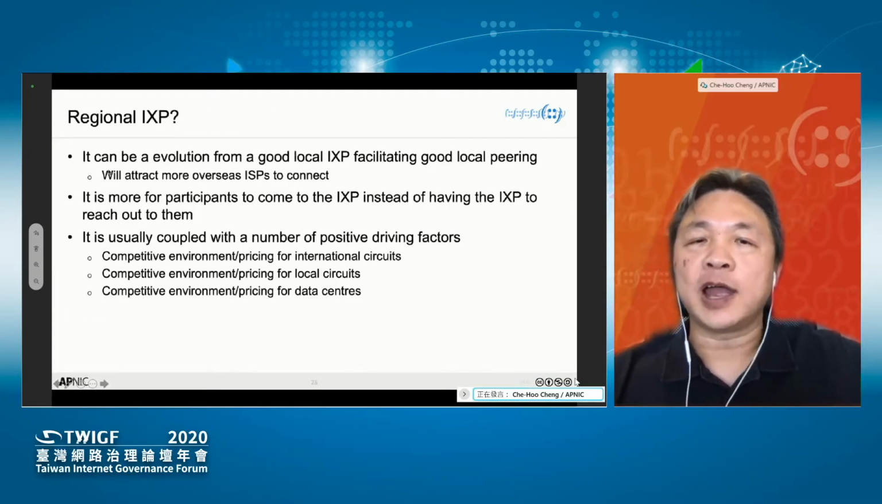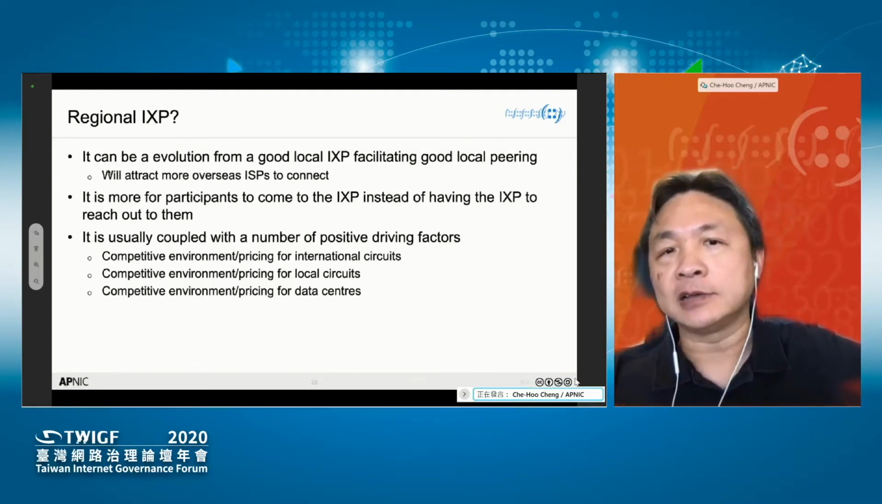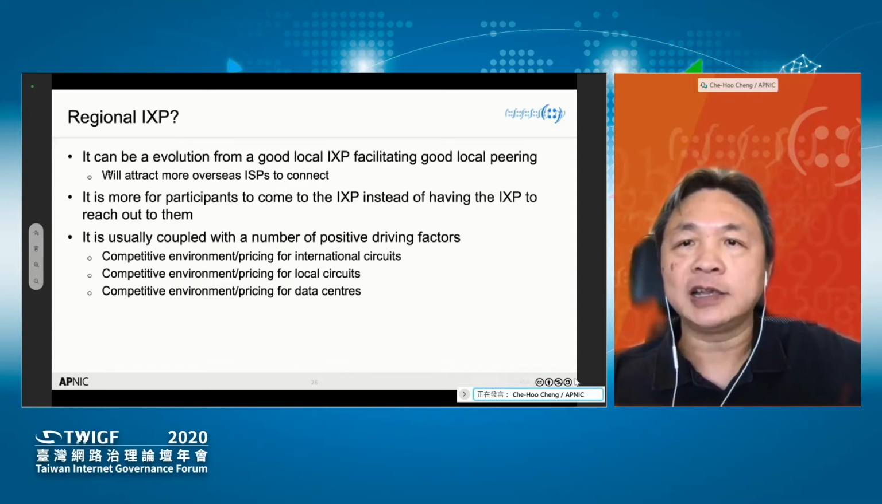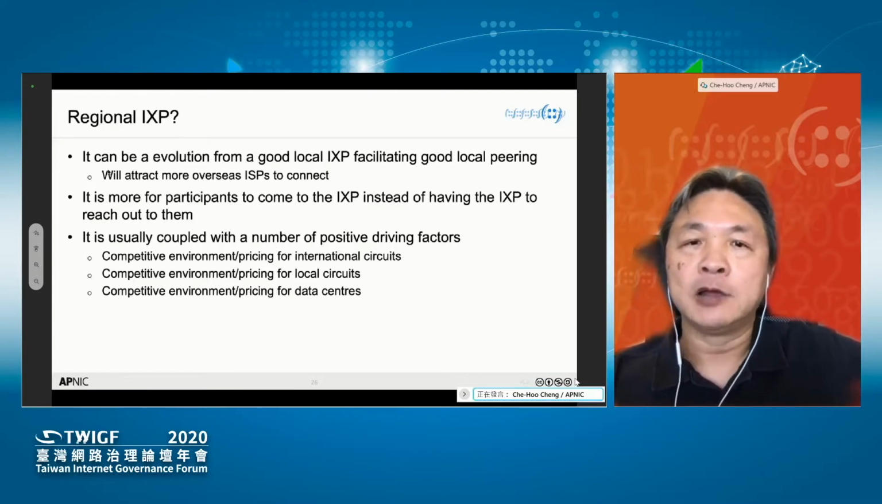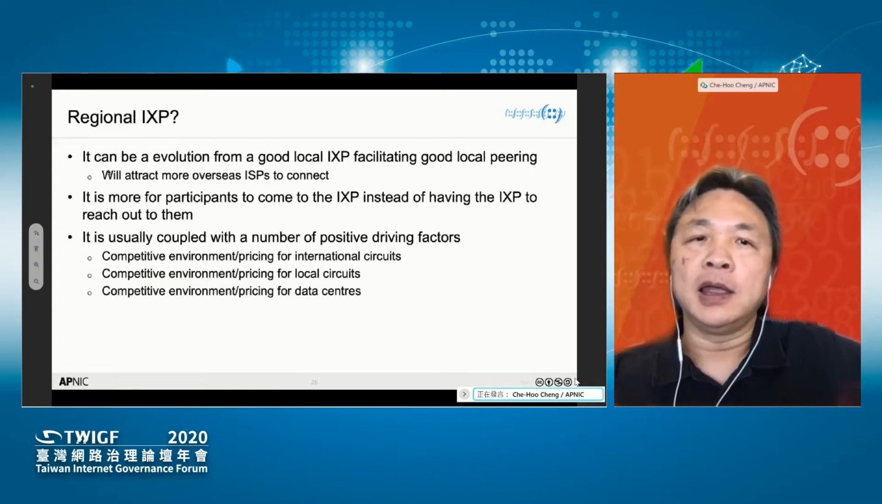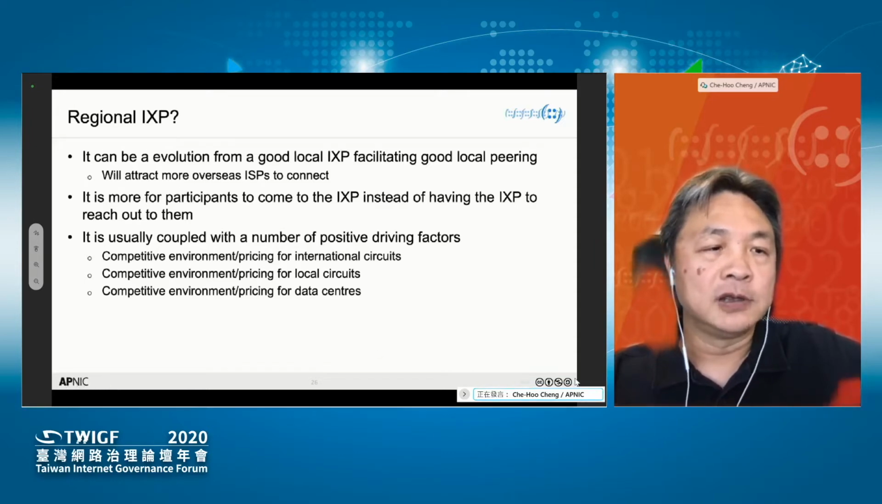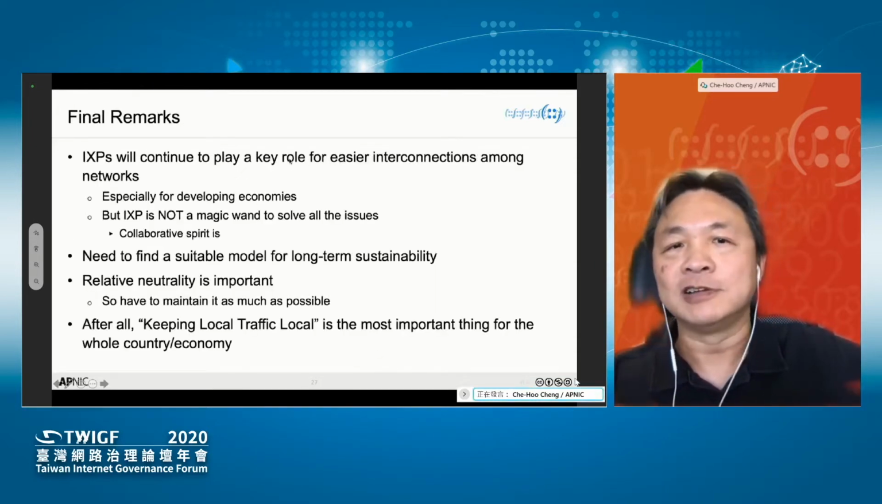And if you actually have a good local IX, the local IX can become a regional IX. The example would be HKIX. As I mentioned, originally it was a local IX, but gradually, after the success of keeping the local traffic local, it became a regional IX. Now a lot of different networks from different countries are connecting to it. So it's becoming a regional IX, and it helped Hong Kong to become a regional hub in the region. So I would say Taiwan should consider it.